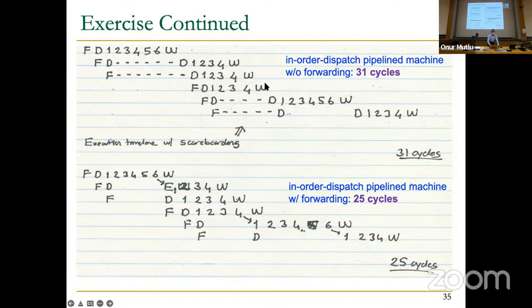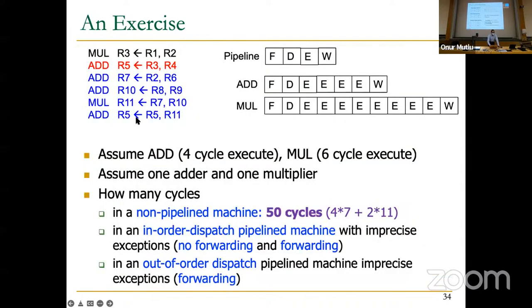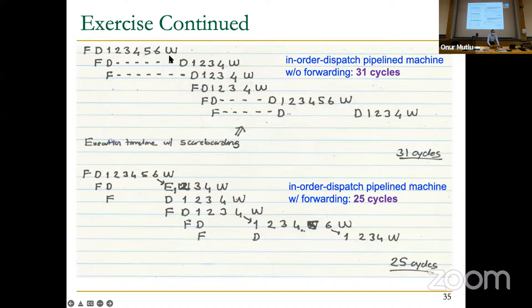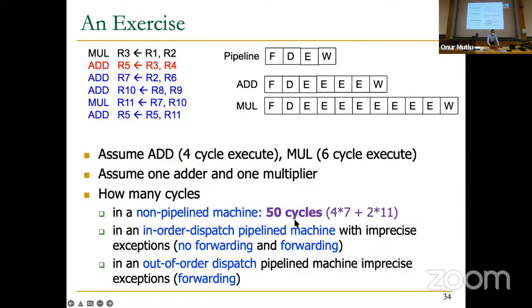Again, I'm not going to go through this because we've done this earlier. With an in-order dispatch pipeline machine without forwarding, this is the timeline that you can come up with based on the instruction dependencies that are provided. Forwarding doesn't happen, so it looks kind of like this, and basically it takes 31 cycles. So this is clearly an improvement over 50 cycles by pipelining.